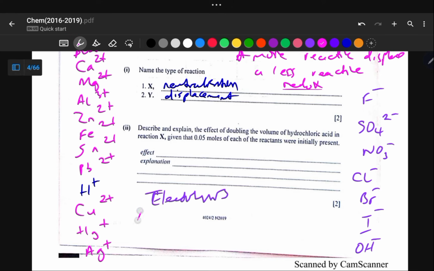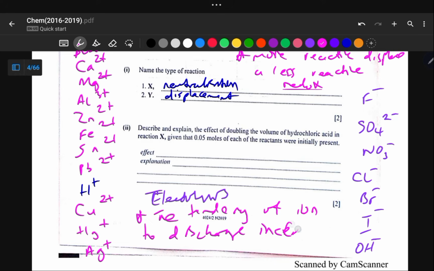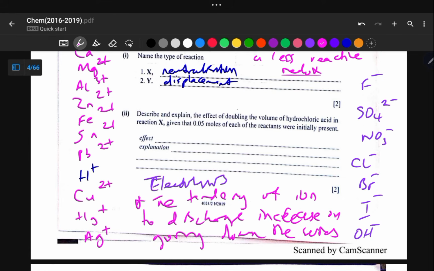For electrolysis, you should highlight this: the tendency of an ion to discharge increases as we go down the series, right? So in our video on electrolysis, we said electrolysis is governed by three terms: preferential discharge, concentration, and the type of electrode. So this is what we call the preferential discharge of ions.